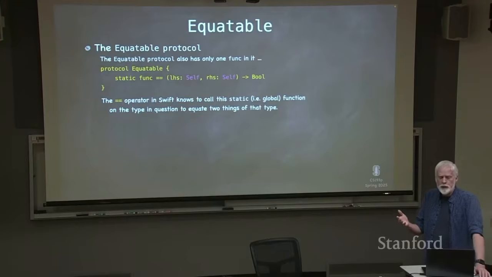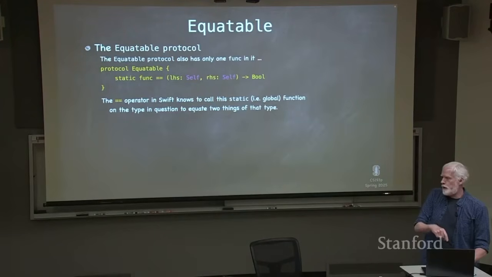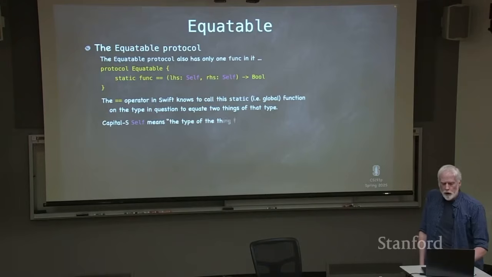And it has 2 arguments, the left-hand side and the right-hand side. And the operator equals in the language knows to call this thing. Right? It's going to call this thing for whatever the 2 things are on the 2 sides.